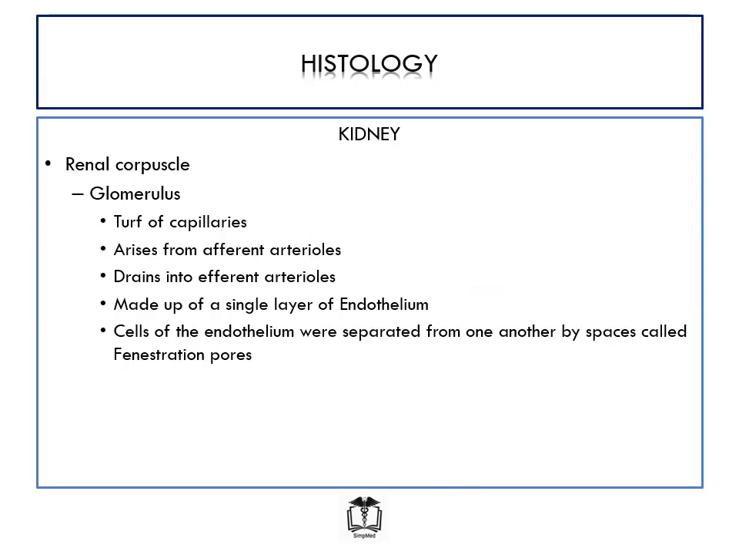The glomerulus, like I said, are types of capillaries that tend to arise from the renal artery. Particularly, they arise from a part of the division of renal artery known as the afferent arterioles, and eventually they will drain into another form of arterial system known as an efferent arteriole. So they arise from the afferent arterioles and drain into the efferent arteriole. They're made up of a single layer of endothelium, and cells of the endothelium tend to be separated by spaces known as fenestrated pores. This allows for easy filtration of blood and the constituents of blood to form urine.